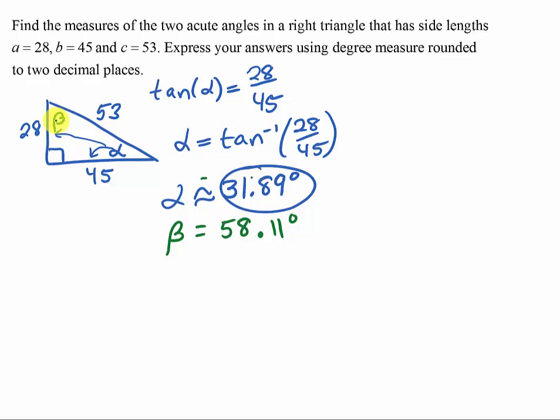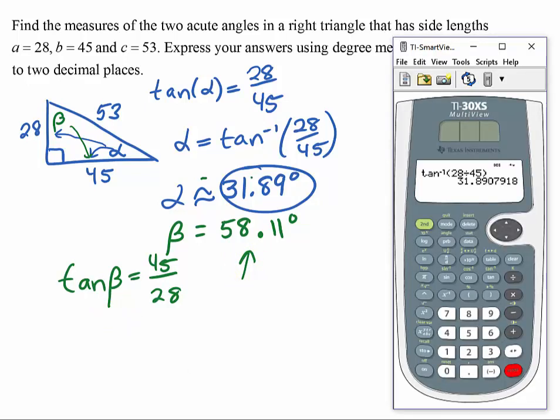Now, just for fun, let's check it with a trig function. So beta, if I wanted to use tangent again, I could compute the tangent of beta is going to be opposite of beta, which is 45, over adjacent, which is 28. So I should get this answer if I do the inverse tangent of 45 over 28. Let's do it. So inverse tangent of 45 divided by 28, and I get 58.11 rounded to 2 decimal places.